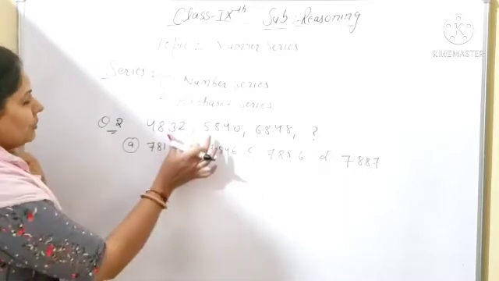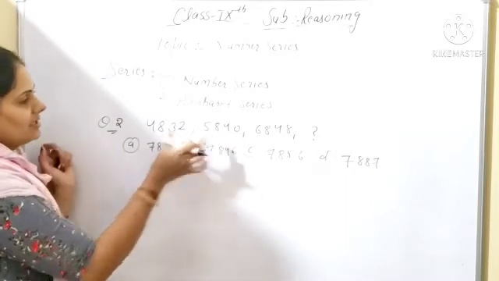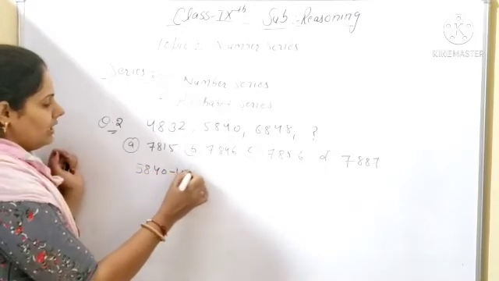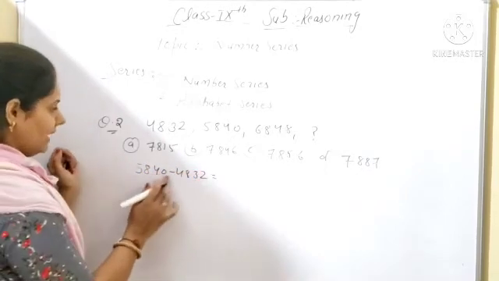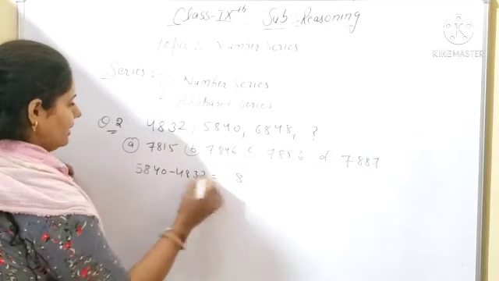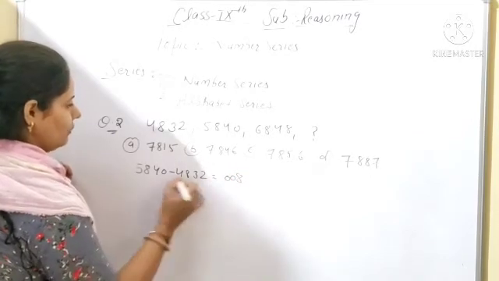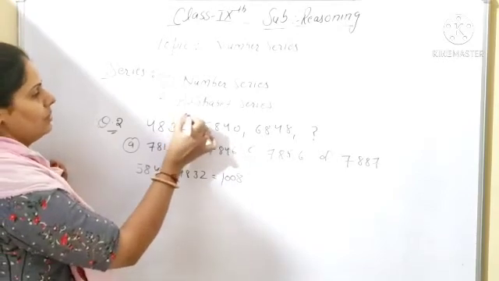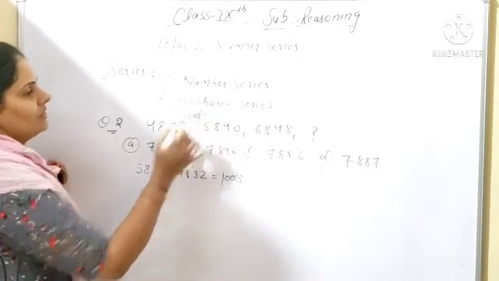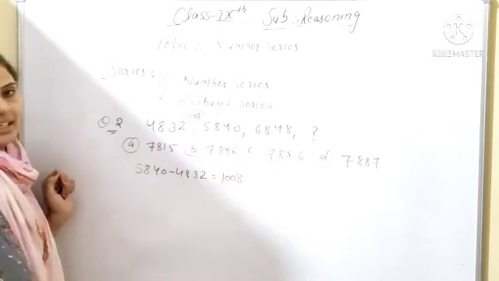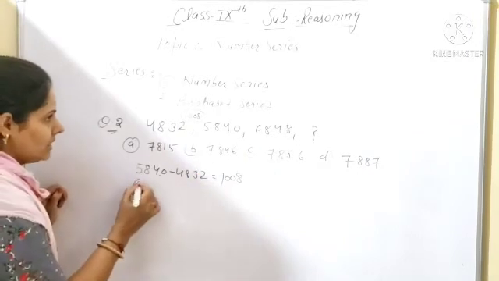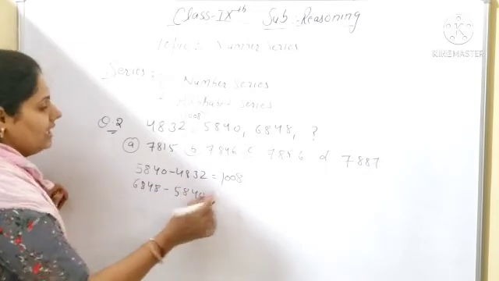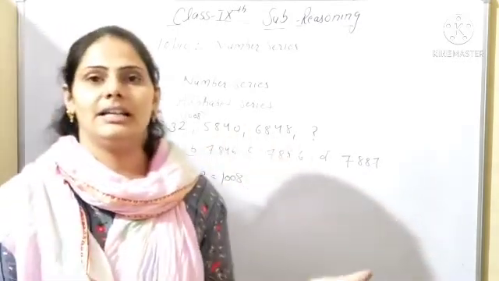Okay. So simply first you will check what is the difference in first and second number. So 5840 minus 4832. So what will you get? 10 minus 2, 8; 3 minus 3, 0; 8 minus 8, 0; 5 minus 4, 1. 1008. You are getting 1008 as the difference of both. Now you will check second and third number difference. So 6848 minus 5840.